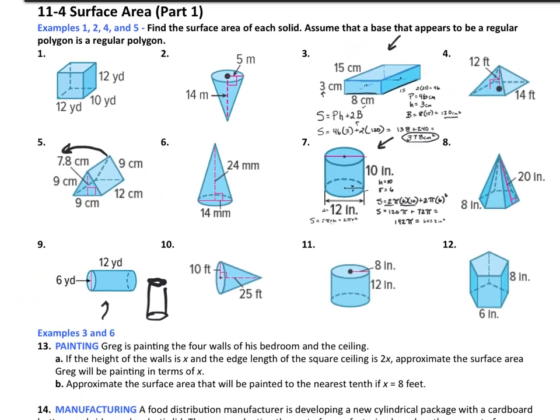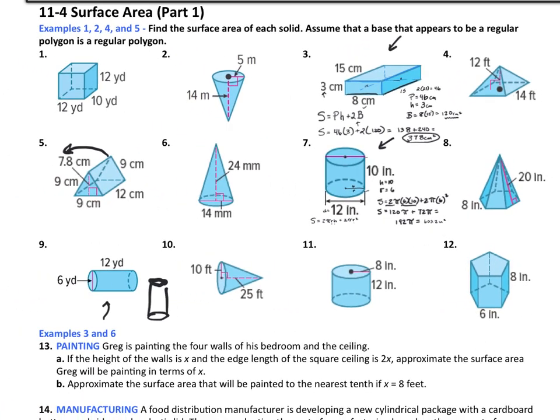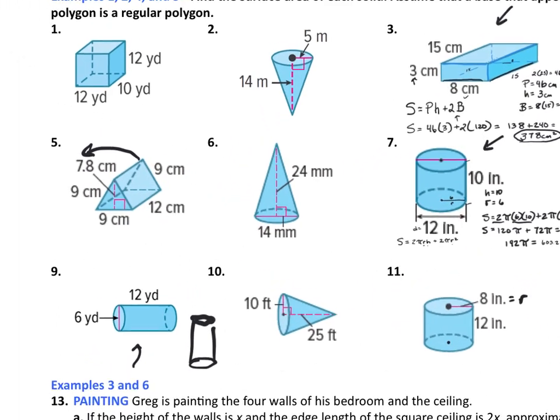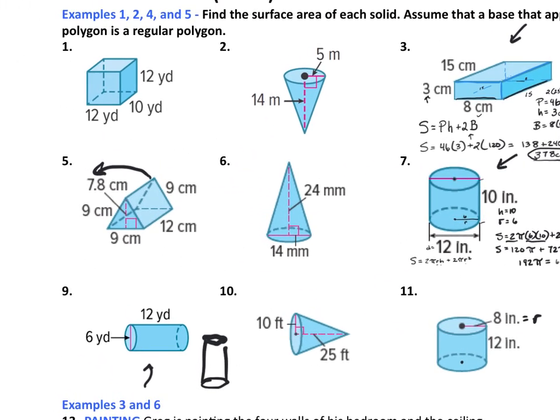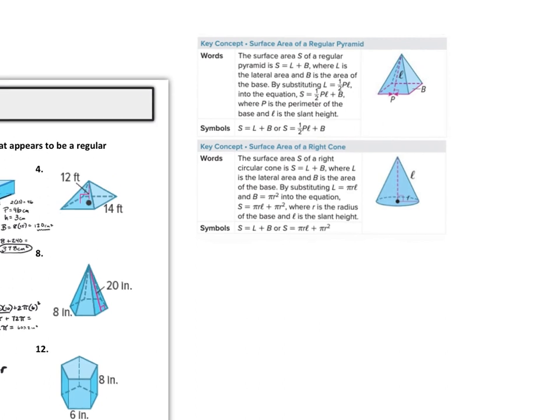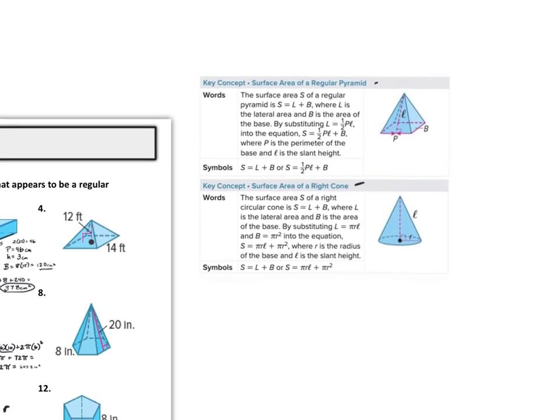Let's see, looking at that, I'll just go ahead and look at number 11 here real quick. Number 11, they've given me the radius. The radius is 8. So I can go ahead and use that formula. And here, coming over here, we're going to talk about the area of a right cone and a regular pyramid.